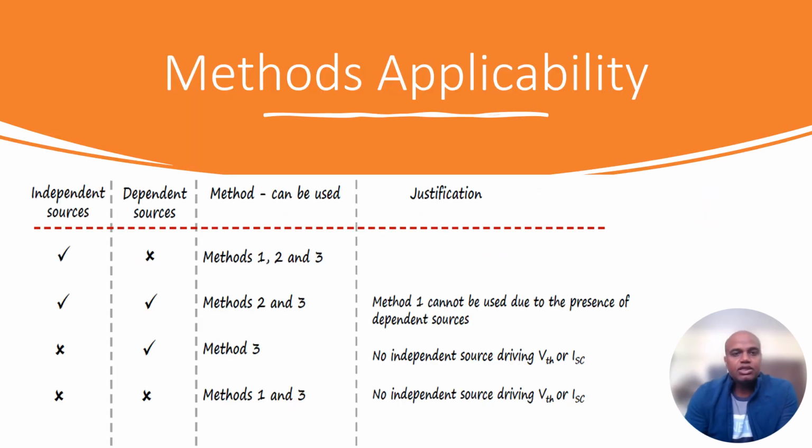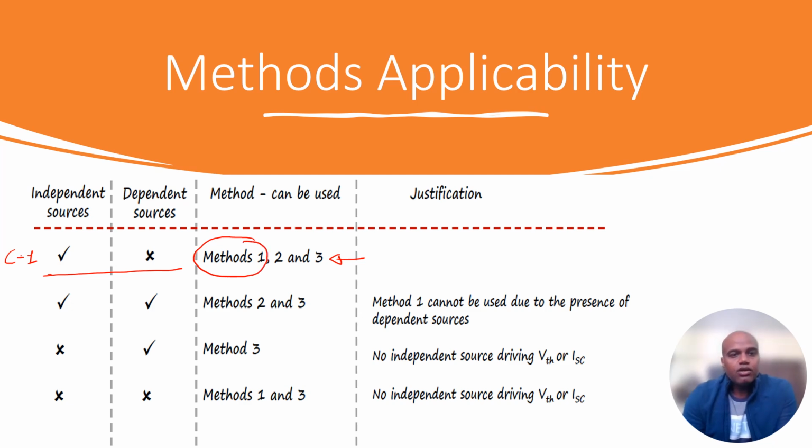As we have considered all three methods to find RTH, now we can compare them. If we have only independent sources in the circuit and no dependent sources, this becomes case 1. All three methods are applicable to find RTH. However, the easiest method to find RTH if we have only independent sources in the circuit is method 1. So it is the easiest one.